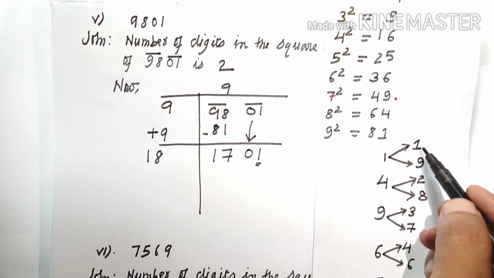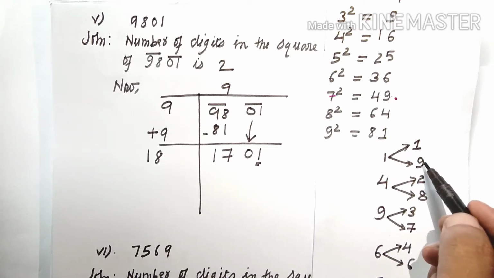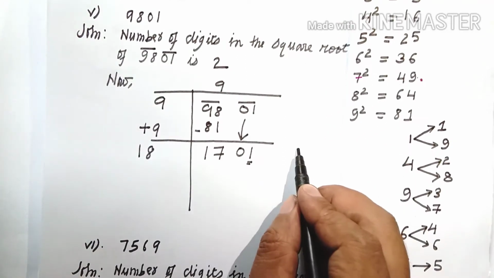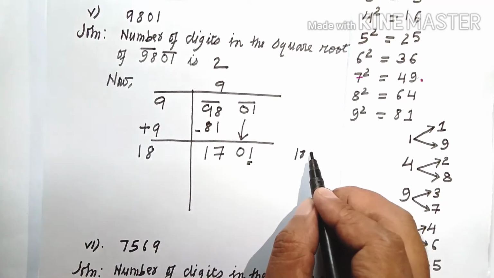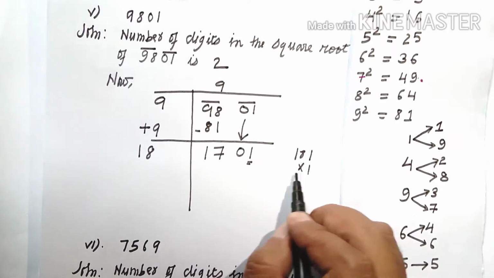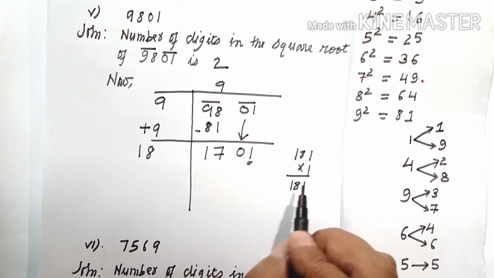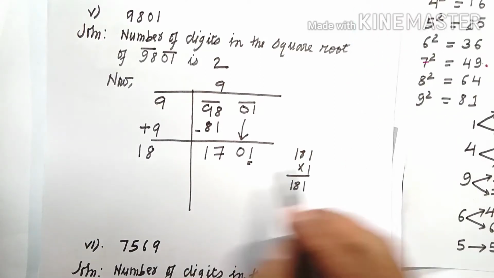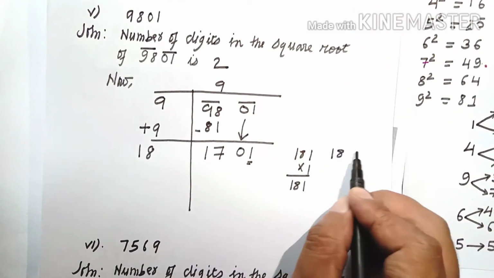If you fail to get it by 1, then try by 9. So now take this divisor, that is 18. Let's try by 1. Here also 1, so that is 181. I didn't get it. Now the next option is 9. So take this 18 and try by 9.